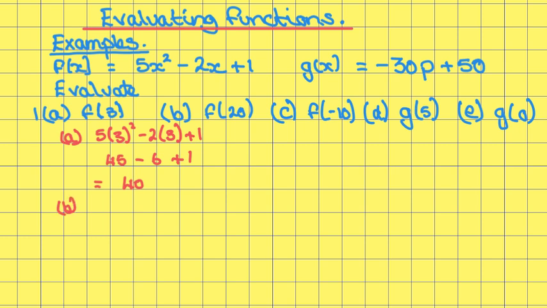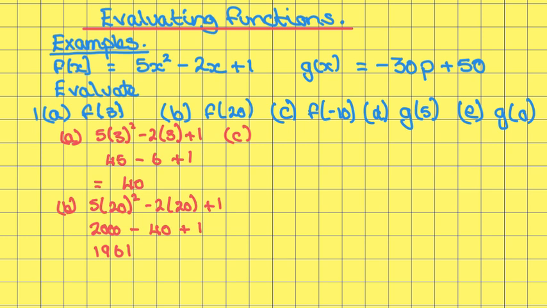B, find f(20). So substitute 20 into f(x). So we get 5 times 20 squared minus 2 times 20 plus 1. 20 squared is 400. 5 times 400 is 2000. Minus 40 plus 1. So that will give us 1961.